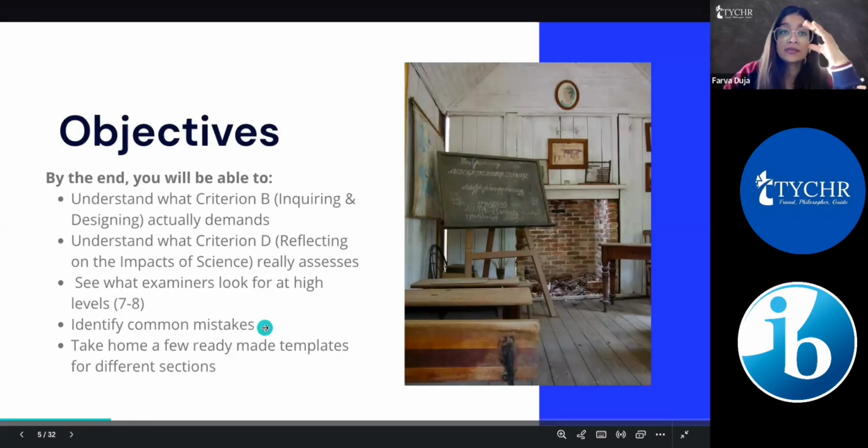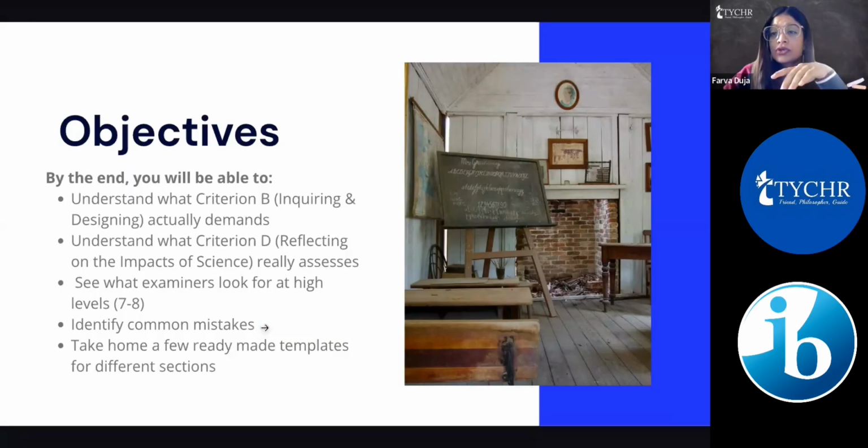After that, I'm going to go over certain common mistakes that students make, which keep them stuck in that 6 band and not going on to the 7. And for some sections, especially your lab reports, which is where your criteria B and D are usually tested, we are also going to see what templates you could use.